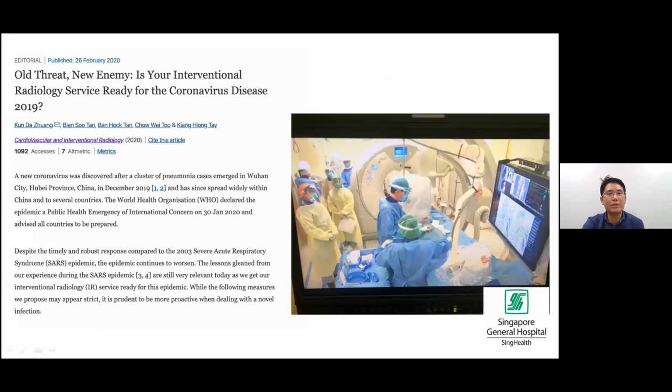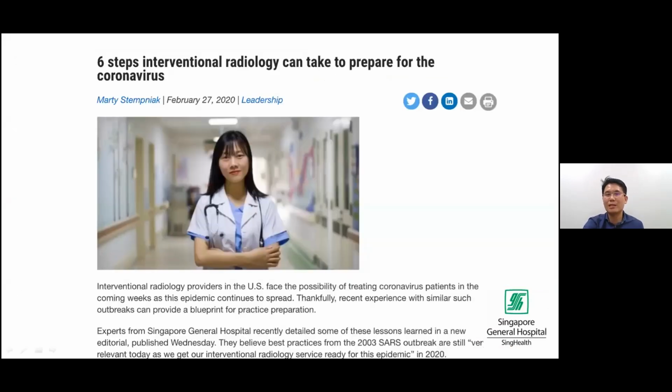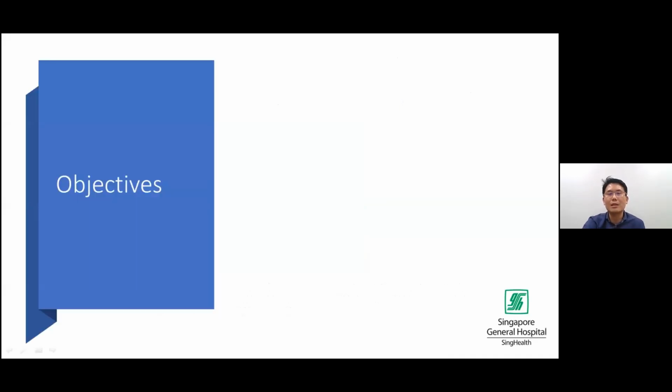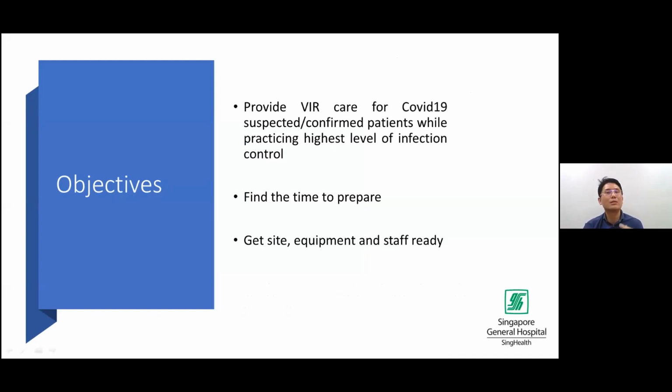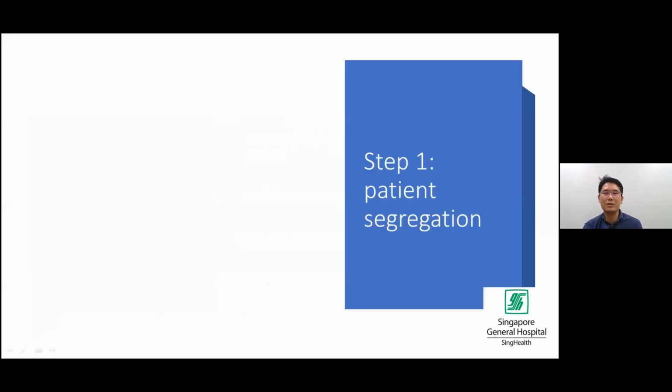So we previously published this in February, where we outlined the 6 steps that we need to take to get ourselves ready. This has been picked up by some commercial enterprises as well, with a more pleasing picture. But really, the objective here is to provide care for COVID-19 patients, whether they're confirmed or suspected. We treat them the same way, while practicing the highest level of infection control. One of the really big objectives is to find the time to prepare. If you can't prepare, if you're still mired in a busy service, it's going to be very difficult. You need to get your site, your equipment and your staff ready.